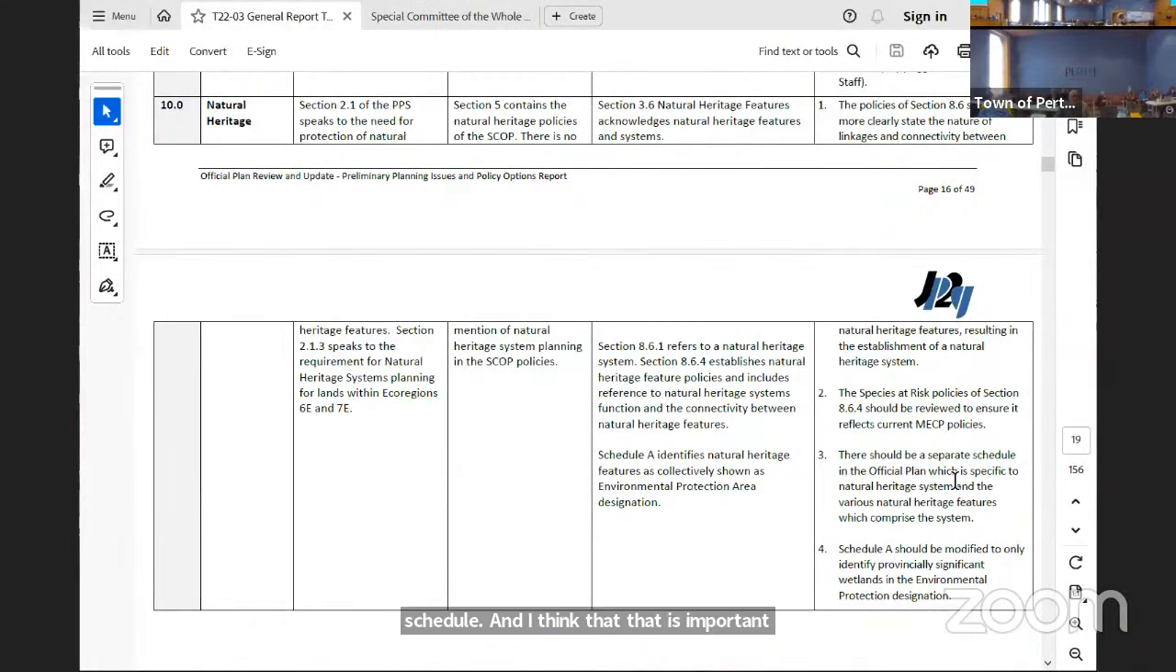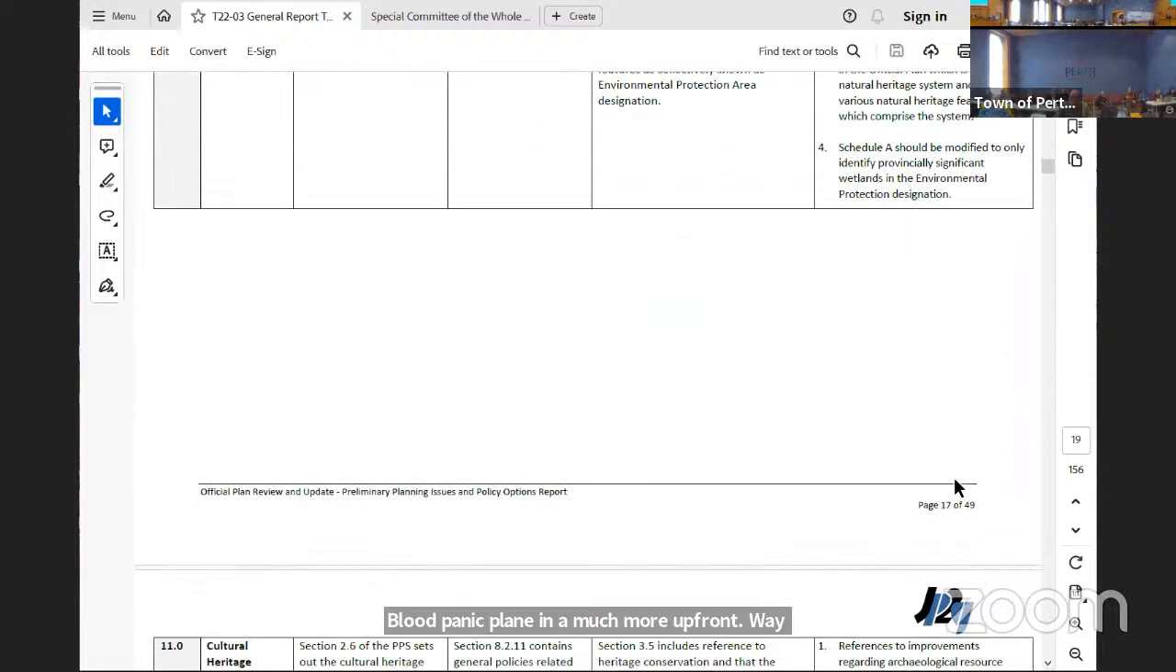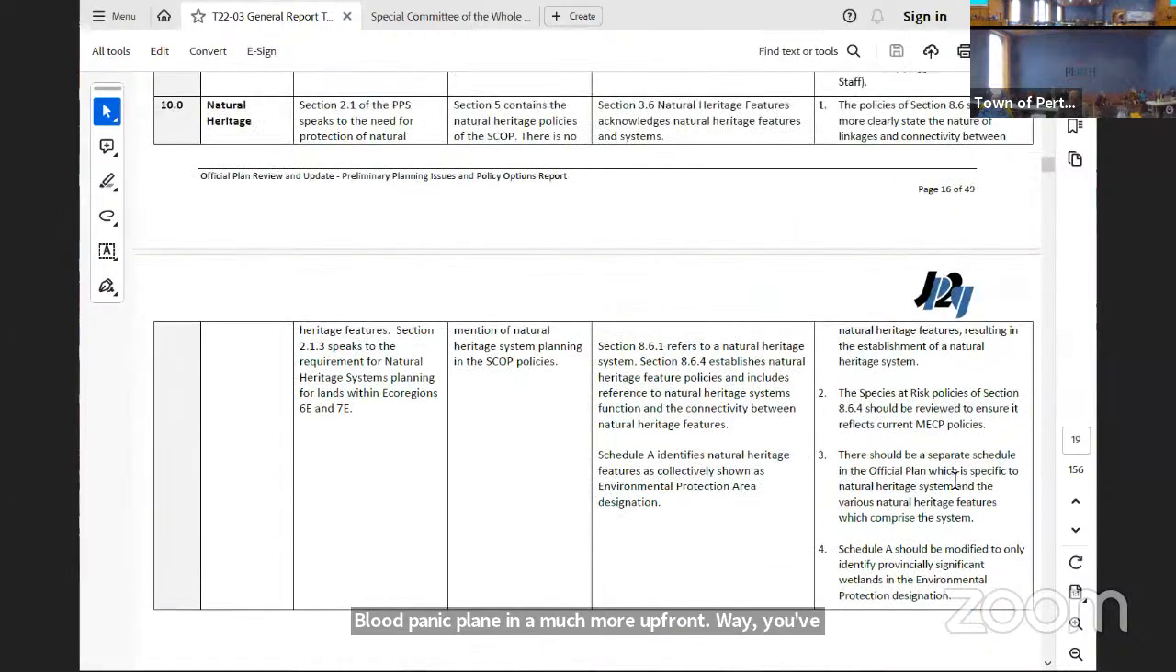I also think that you need to deal with floodplain in a much more upfront way. You've got floodplain that's recognized in the community, but in some respects, it's almost as if it doesn't exist in other ways. And so I think that you need to touch on some of that as well.